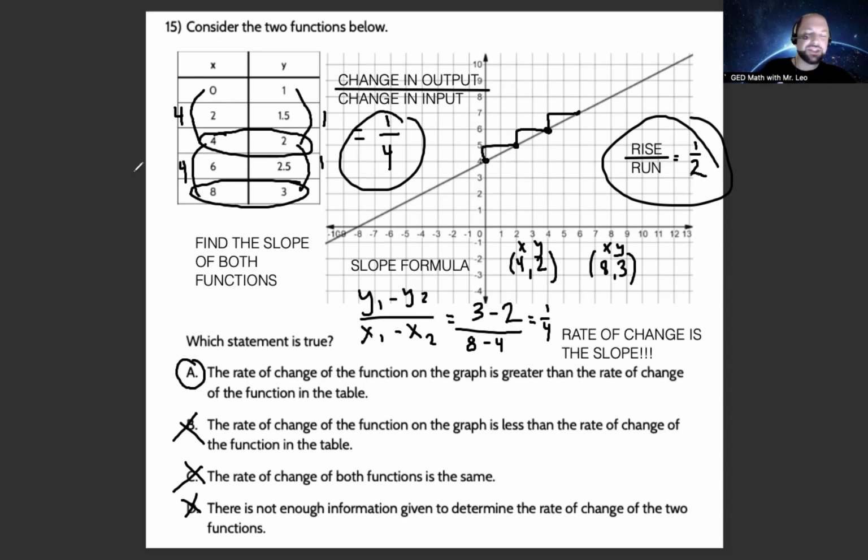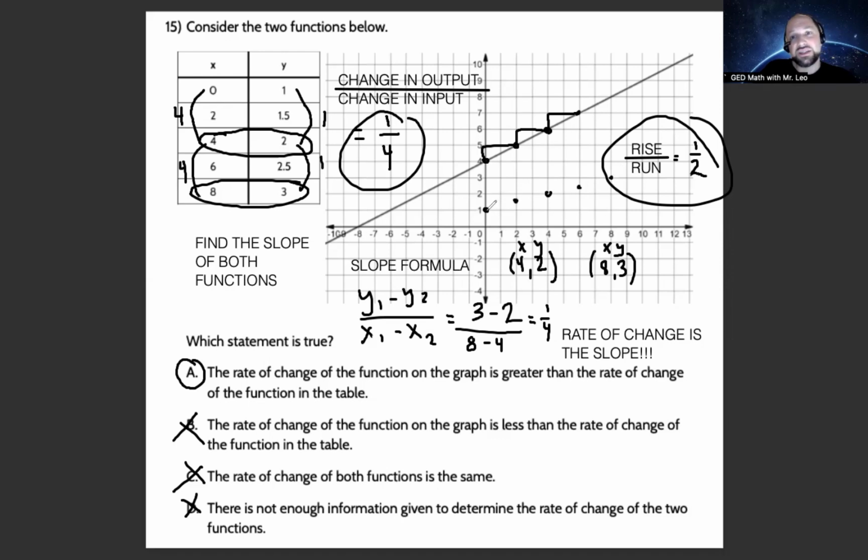Lastly, let's try to plot the points. This might not always be available to you, so that's why I want to make sure you can do this. It's important that you can get a numerical value here. 0, comma 1 would be here. 2, 1.5 would be here. I'm graphing the data table now. 4, 2 is here. 6, 2.5 is here. And 8, 3 is here.